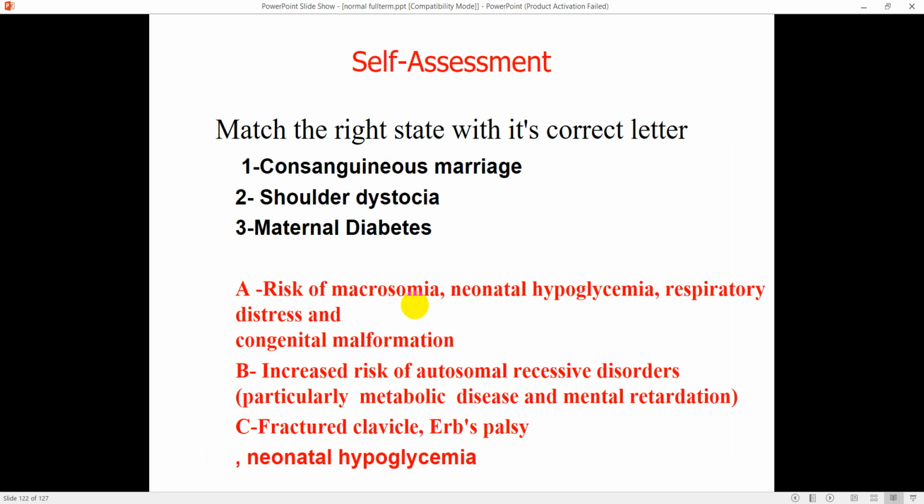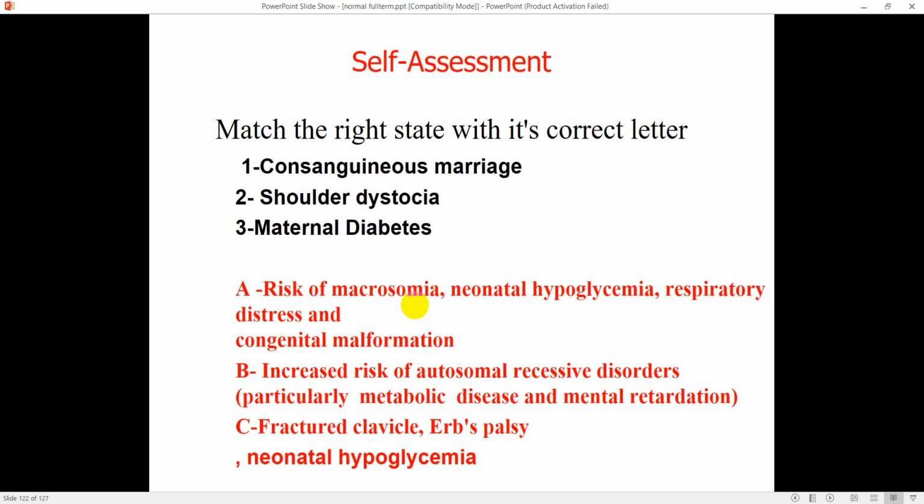And so at the end, we know the normal criteria of the normal full-term baby, and there are some questions or self-assessment I will send to you in the PDF sample of the lecture, but we will start an example of this self-assessment. Match the right state with its correct letter.